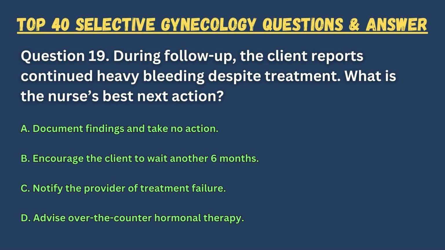Question 19. During follow-up, the client reports continued heavy bleeding despite treatment. What is the nurse's best next action? A. Document findings and take no action. B. Encourage the client to wait another 6 months. C. Notify the provider of treatment failure. D. Advise over-the-counter hormonal therapy.